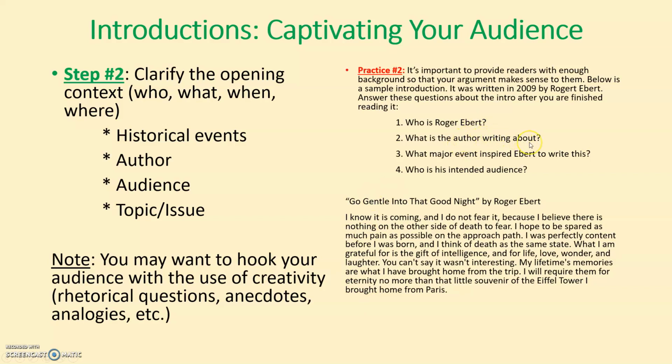What's the author writing about? The introduction hints at it. So based on the little clues that the author gives us, what do you think he is writing about? What major event inspired Ebert to write this? So again, this is going to require some research on your part. And finally, who is his intended audience? So you are answering all 4 questions in relation to this introduction, and those 4 questions will help to clarify the context of Roger Ebert's essay. And that is practice number 2. Go ahead, press pause, and complete this practice.